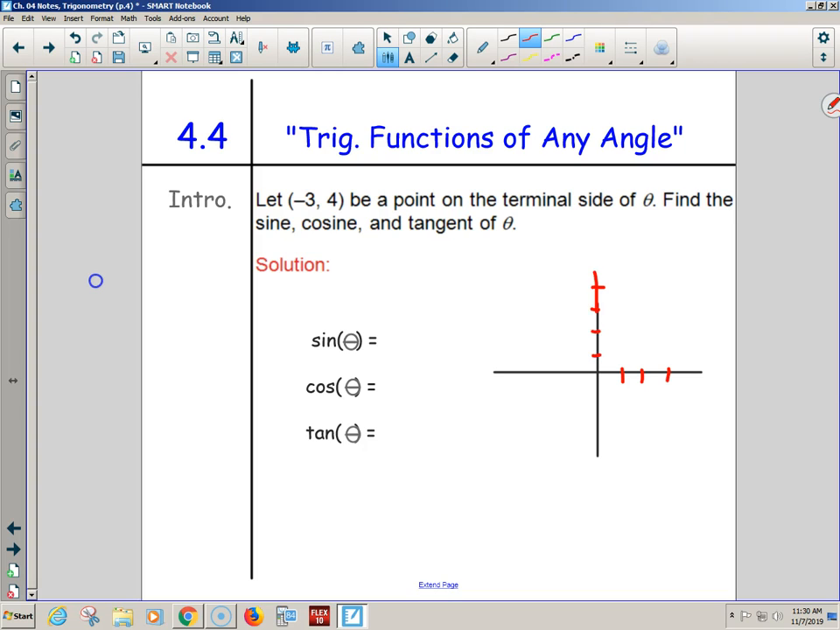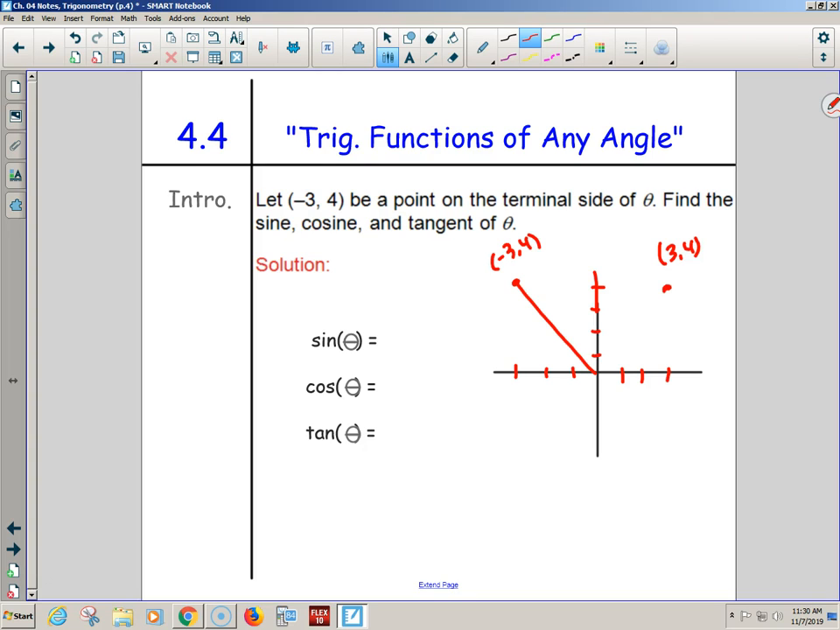Sophia and Emily both had interesting ideas. Sophia said, draw a triangle. And my guess is, this is 3, 4, right? I can take that point. I can look at how far that point is from the origin, and I can make a triangle with that.